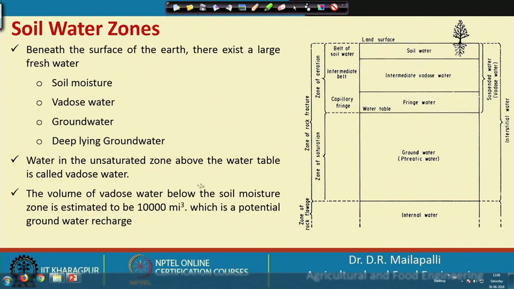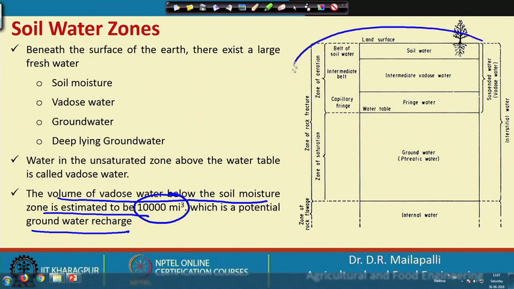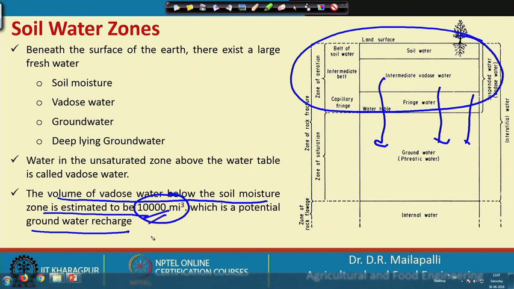Again, regarding groundwater, the volume of water in the zone below the soil moisture zone is estimated to be around 10,000 mile cube, which is a potential groundwater recharge. Whatever water is stored in the weather zone will contribute to the groundwater recharge, and that is estimated at 10,000 mile cube.